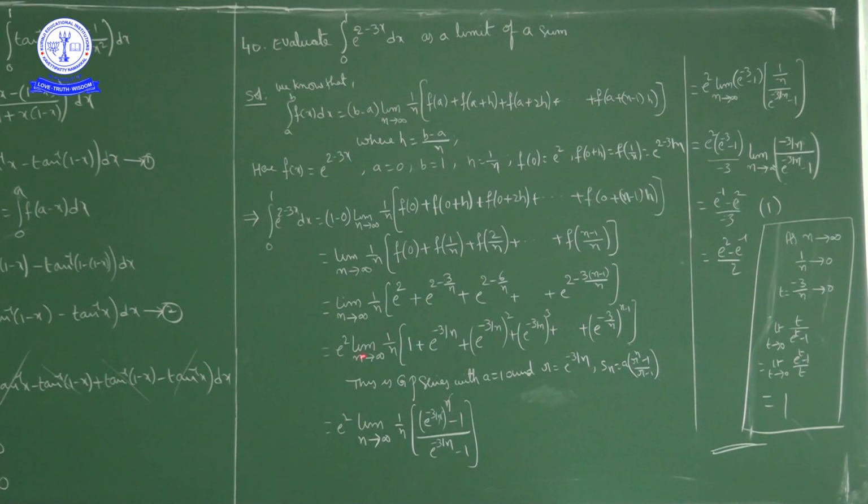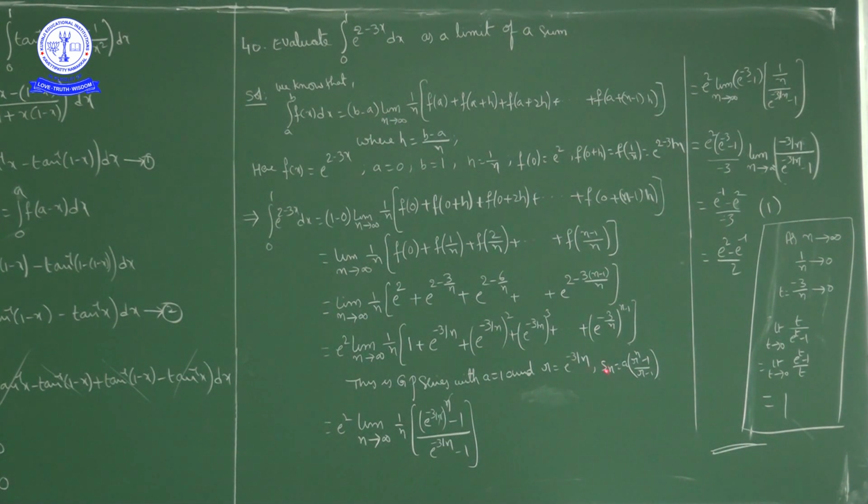So e power 2 into limit n approaches infinity 1 by n into [1 plus e power (minus 3 by n) plus e power (minus 6 by n), which we can write as (e power (minus 3 by n)) whole square, plus the next term (e power (minus 3 by n)) whole cube, and so on up to the last term (e power (minus 3 by n)) whole power (n minus 1)]. Now if you observe, all these are the sum of n terms of a geometric progression, with first term as 1 and common ratio as e power (minus 3 by n).